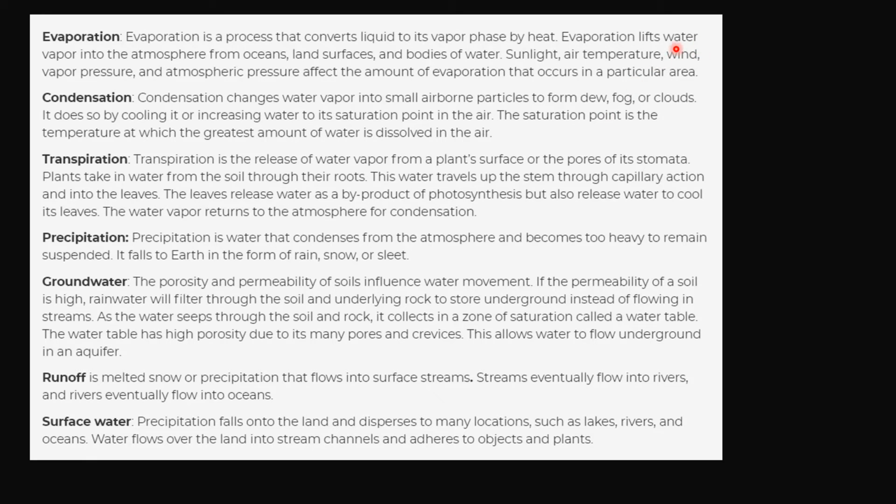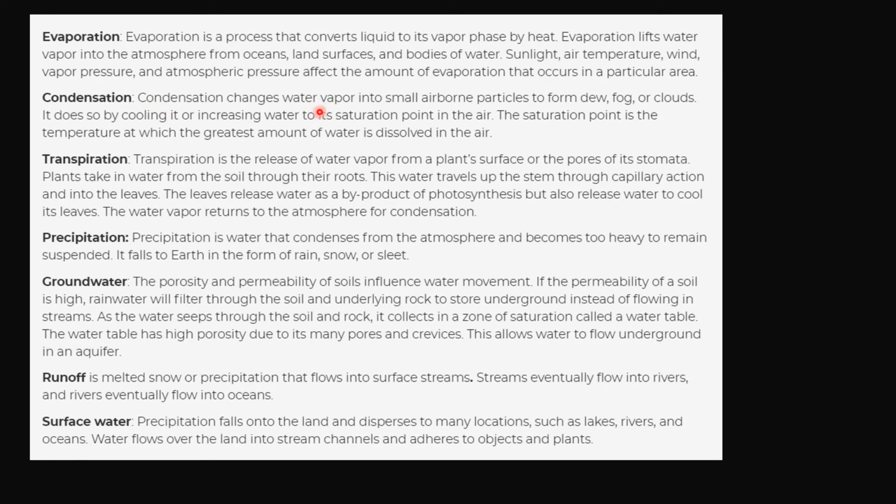If there are higher amounts of wind, more water is going to evaporate. If there's a lower vapor pressure, which is basically the amount of water that's already in the air, then more evaporates. If there's already a lot of water in the air, a little bit less is going to evaporate. So this is affected by a lot of different things.